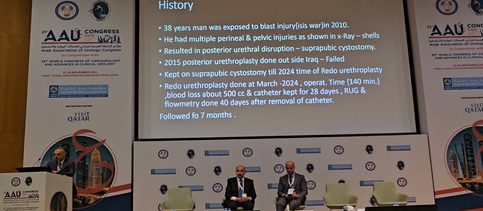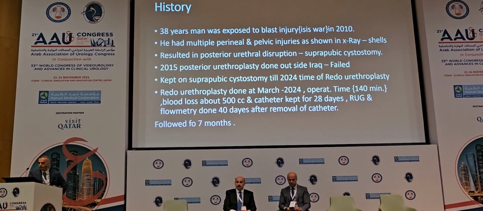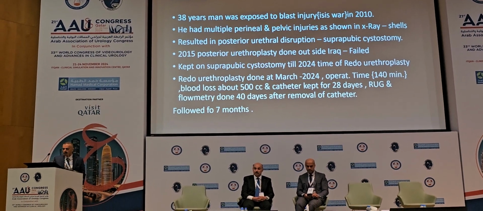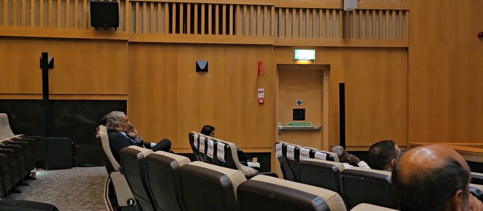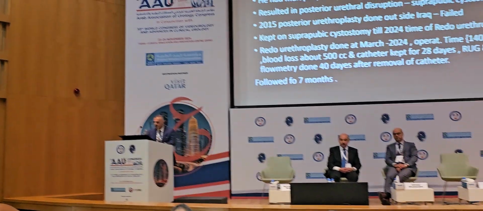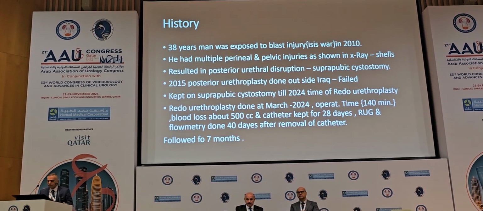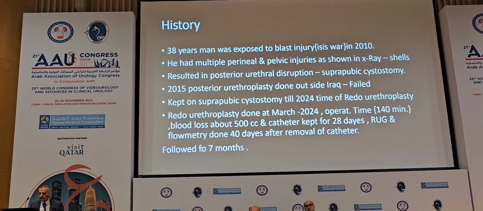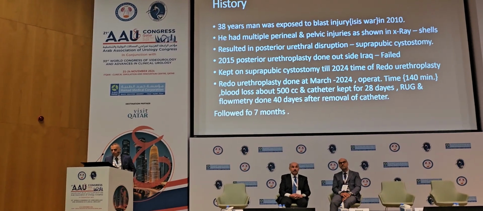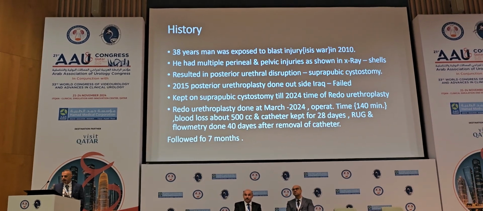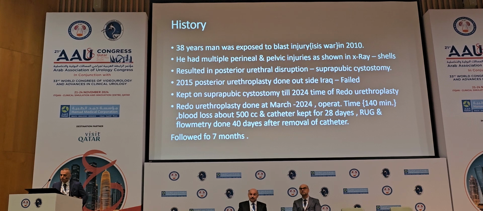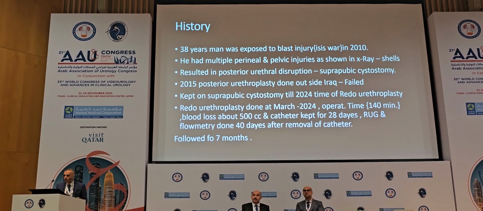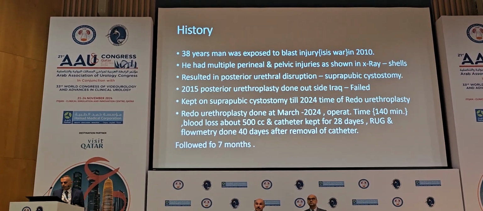Unfortunately, we have a lot of wars and problems in Iraq, so we have a lot of patients with blast and bullet injuries that cause trauma to the posterior and anterior urethra. In this case, the patient is a 38-year-old man who was exposed to a blast injury in 2010, and he had multiple perineal and pelvic injuries that resulted in multiple shells in the pelvis and perineum, resulting in posterior urethral disruption and ending with suprapubic cystostomy.